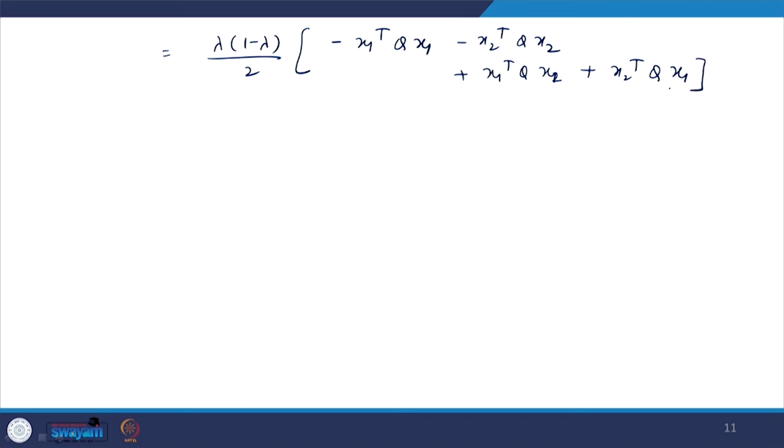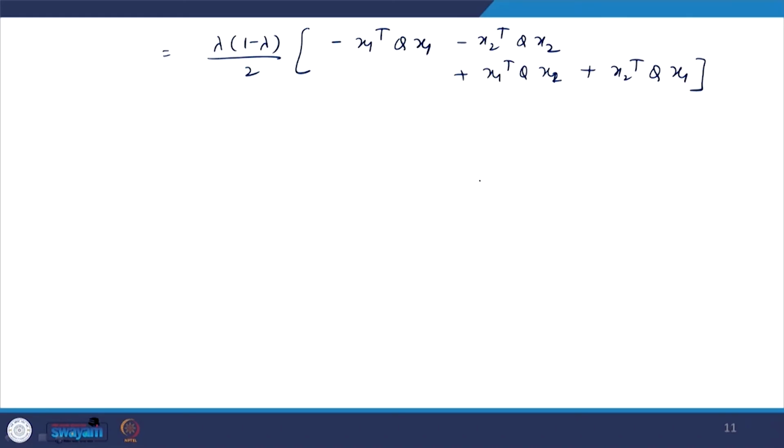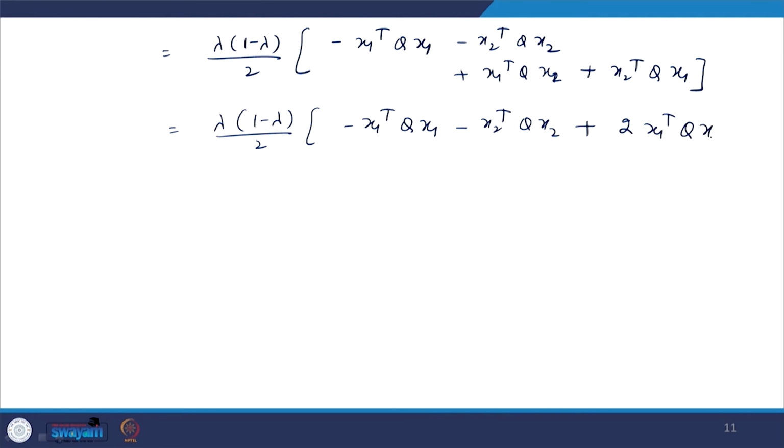Now you can make use of that lemma, that result which we have just discussed, that twice of this is less than or equal to this, because these two are equal. We have just shown these two are equal. This means it can be written as lambda into 1 minus lambda upon 2 times minus x1 transpose Q x1 minus x2 transpose Q x2 plus 2 times x1 transpose Q x2. Okay, because these two are equal.